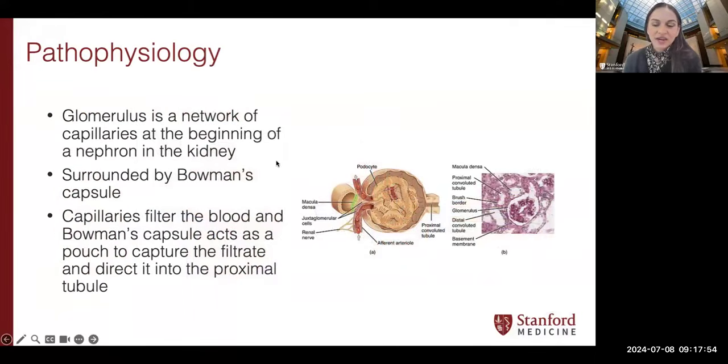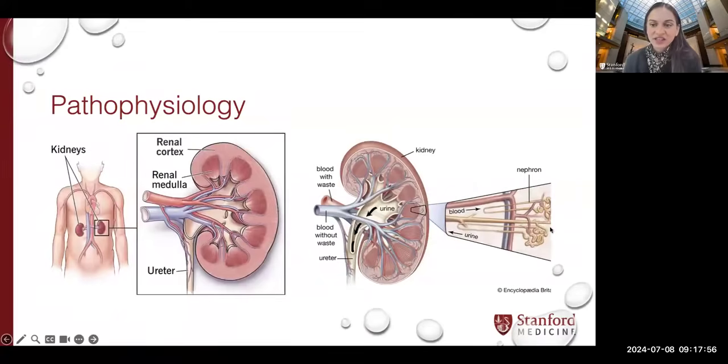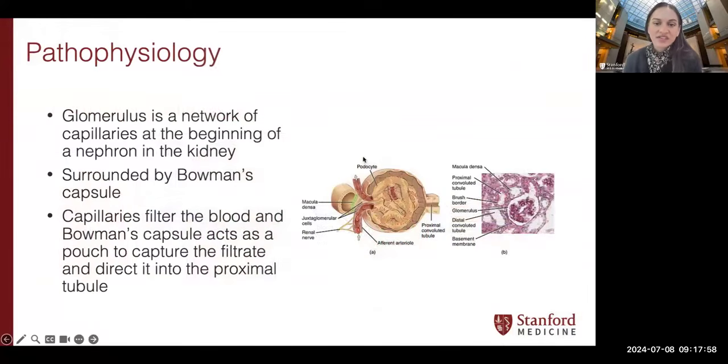Looking at the glomerulus on a larger scale, this is the nephron. Within each nephron there are glomeruli, which are networks of capillaries surrounded by Bowman's capsule. The capillaries filter blood and go back to the proximal tubule. When we do a kidney biopsy and look at the tissue, the main thing we're looking at is these glomeruli and the parts of the glomeruli.